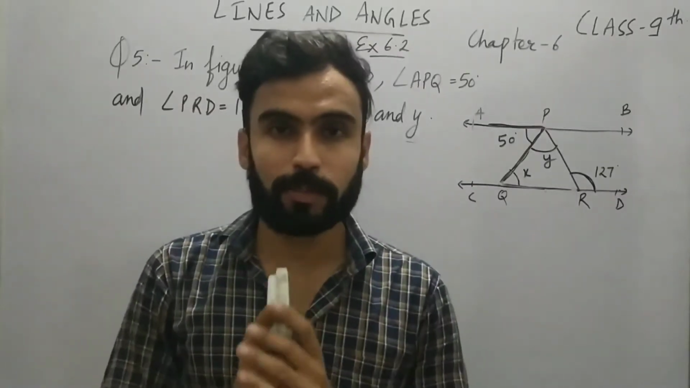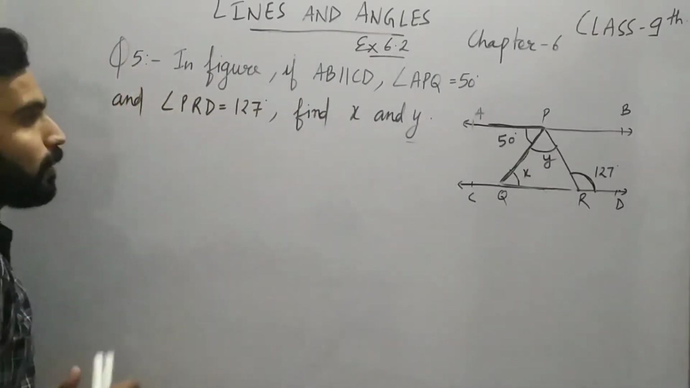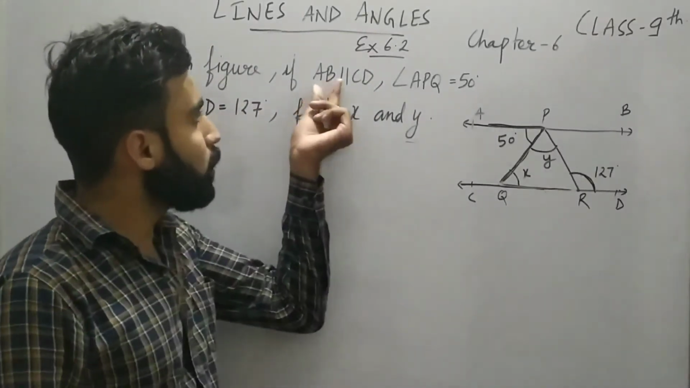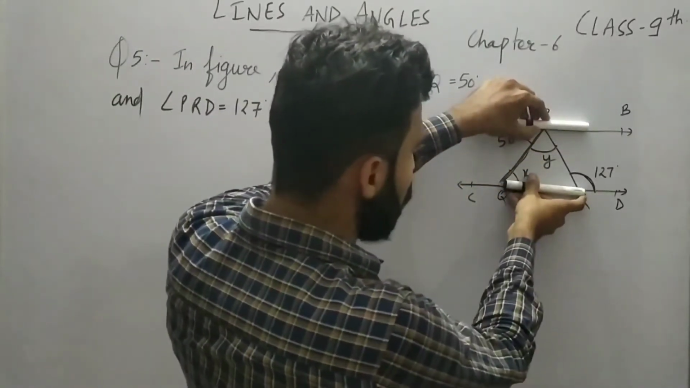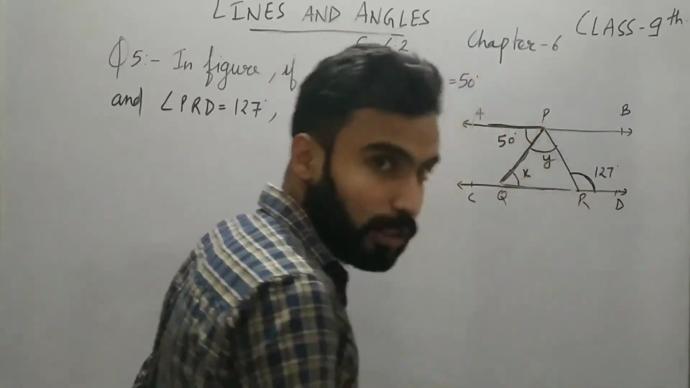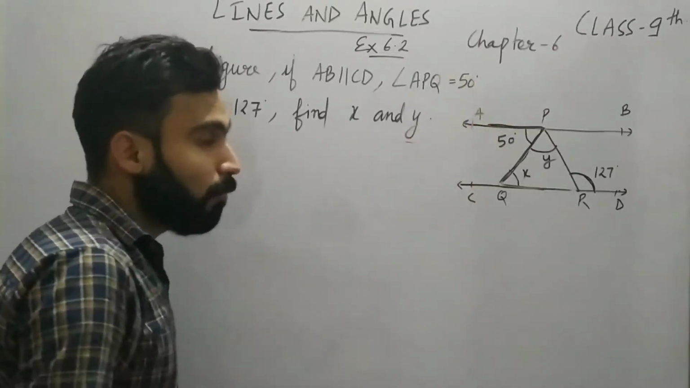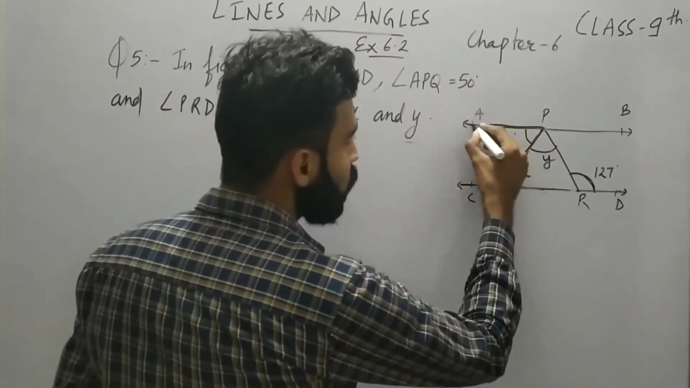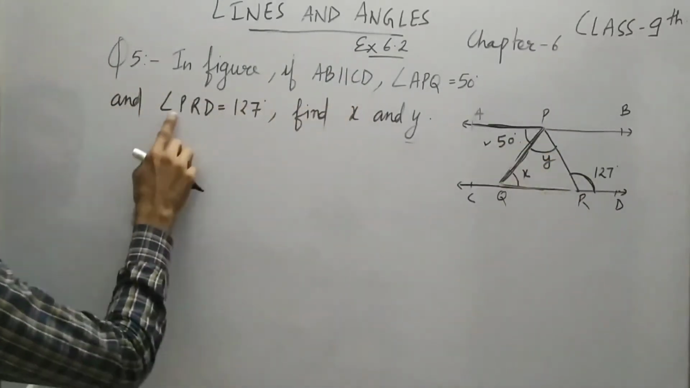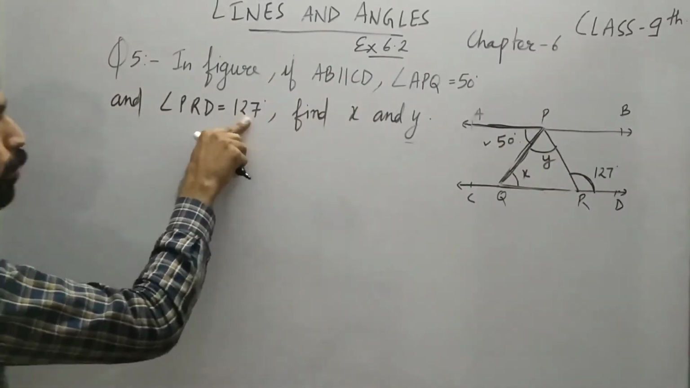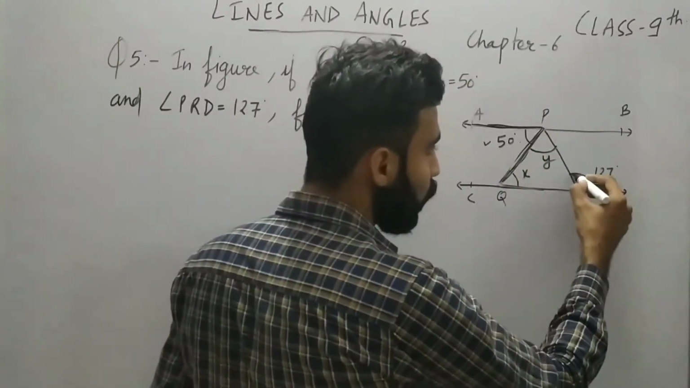So students, let's move further without wasting much of your time, right? Now question number 5 says, in the given figure, AB is parallel to CD. Now you can observe the two lines here which are given parallel to us, that AB and CD are parallel to each other, right? Further, angle APQ is given to us as 50 degrees. You can see here I have mentioned that angle APQ is 50 degrees, right? Further, angle PRD is given to us as 127. So let me just show you PRD, this 127, right?